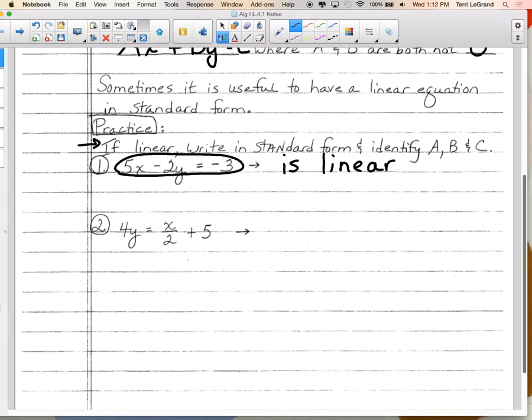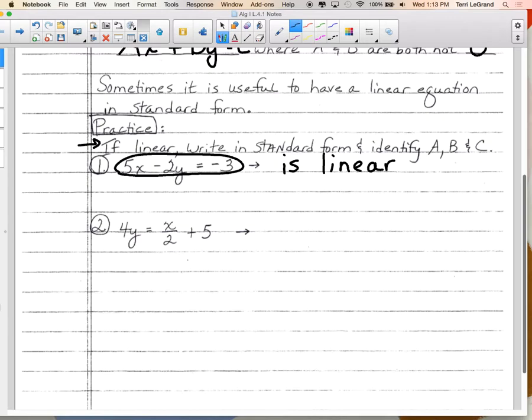Carson, you want to help out? Those constants on the right side. The constant doesn't necessarily have to be on the right side, but it has to be by itself. And the x's and y's have to be together on one side. So if the x's and y's are together on one side and the constant is on the other side, you can say it's already in standard form.